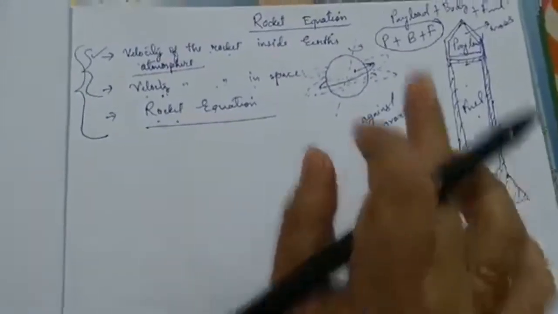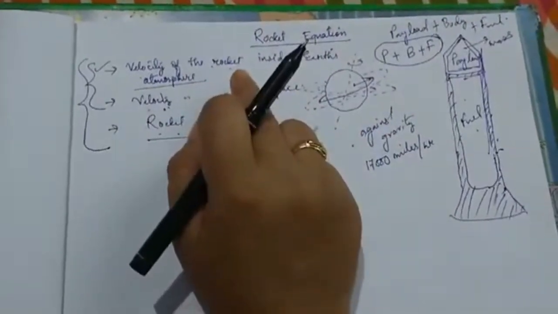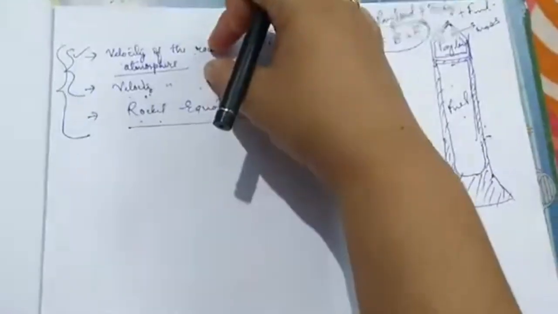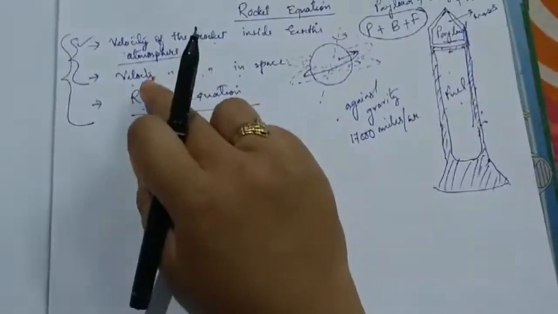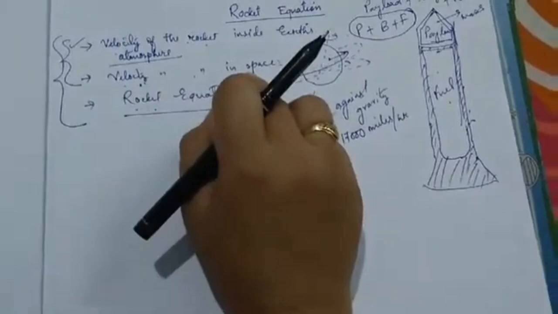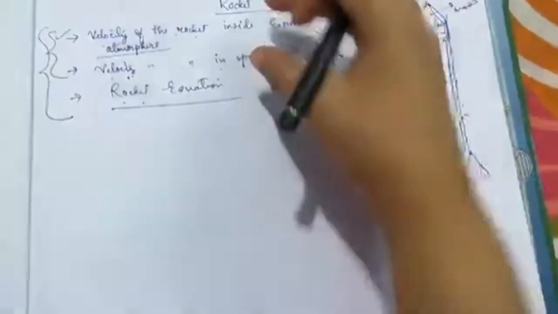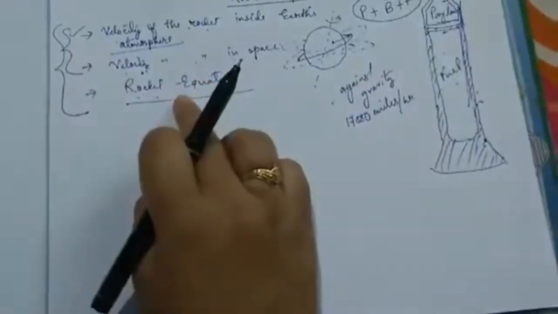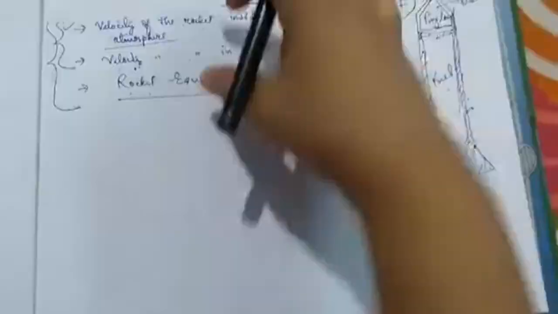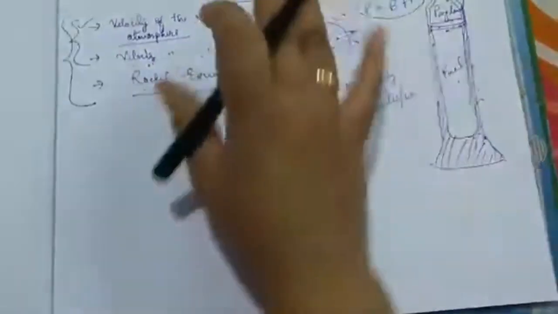So again I am repeating, if you are asked to find the velocity of the rocket inside Earth's atmosphere, you will do up to this. If you are asked to derive the velocity of the rocket in space or outside the Earth's atmosphere, then you will have to do both. If you are asked to derive the rocket equation as a whole, you will have to do all of this. So that's the thing.